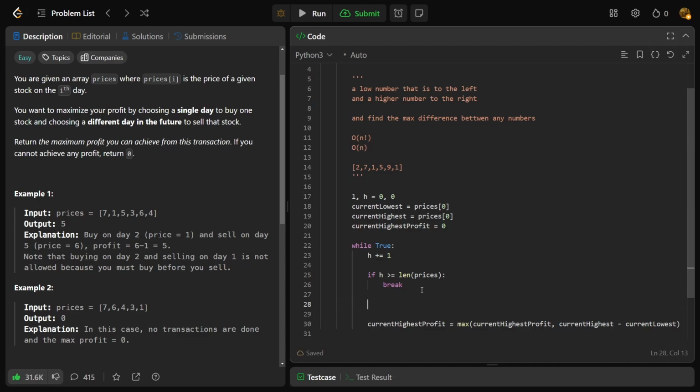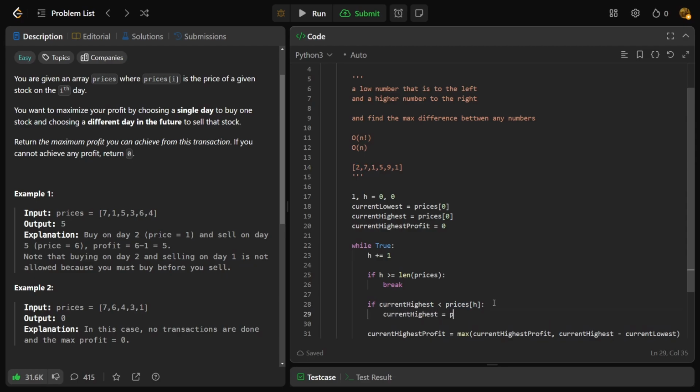So when do we update our current highest? When we say if current highest is less than prices of the highest number that we're pointing to. So as we iterate through, we're first at 2, then we get to 7, and we say that 7 is currently higher than 2. So we're just going to say current highest equals prices h, that new number that we're pointing to.